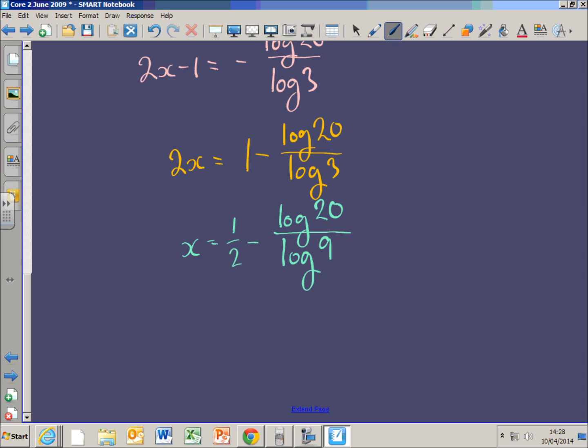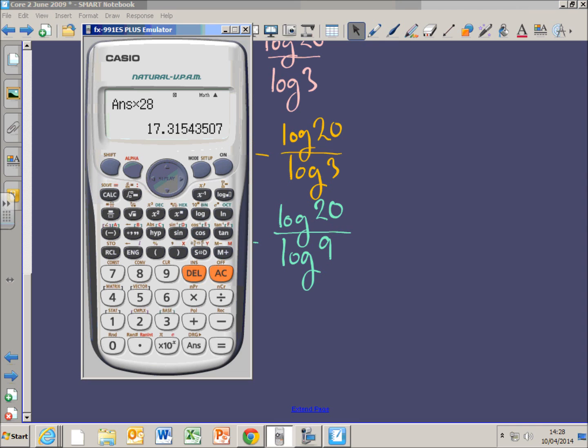Let's do it. What is it? A half minus log 20 over log 9. Okay. So 0.5 minus log 20 divided by log 9. Is that what you got? Cool. So how many decimal places? Okay, what you got? No, I got that. Is that right or not? Yeah. I think so. Minus 0. How many decimal places? 4. So is it minus 0.8634? Yeah.